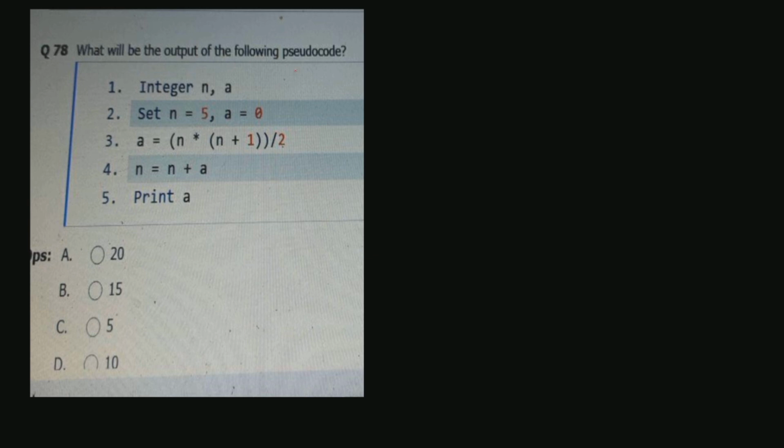What will be the output of the following pseudocode? N, a. There are two variables n and a. The value of n is 5. The value of a is 0. A equals to n into n plus 1. See, n is 5 into 5 plus 1 is 6, divide by 2. So this is 30 divide by 2. That is 2 15s are 30, and remainder will become 0.